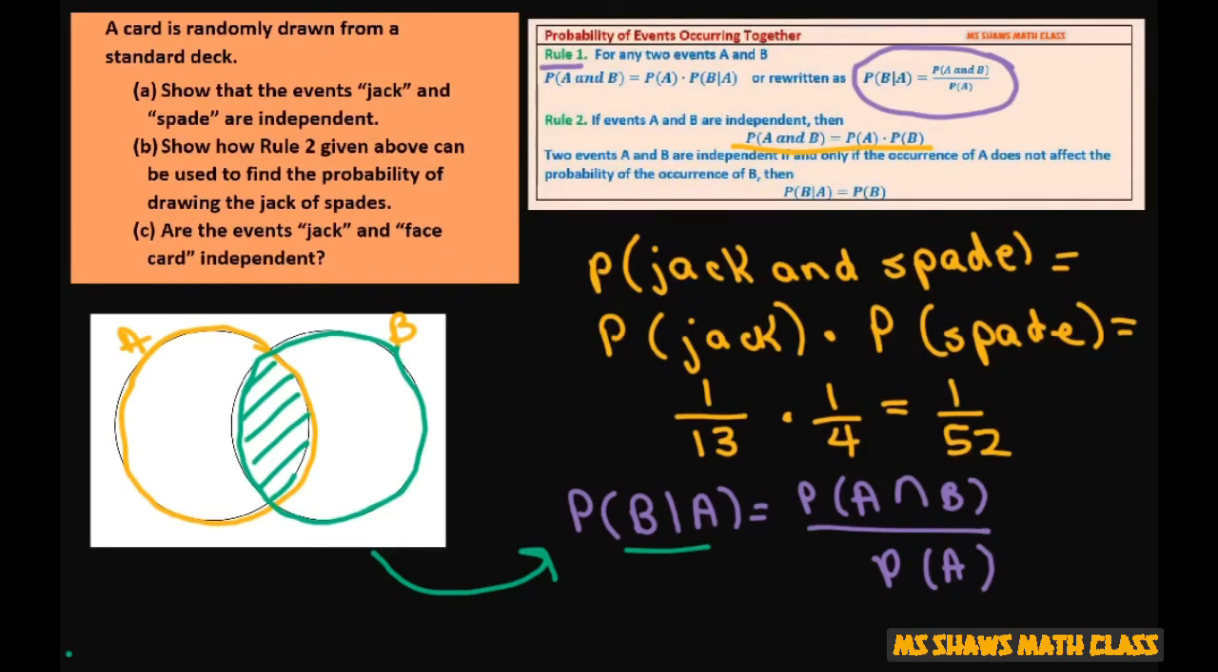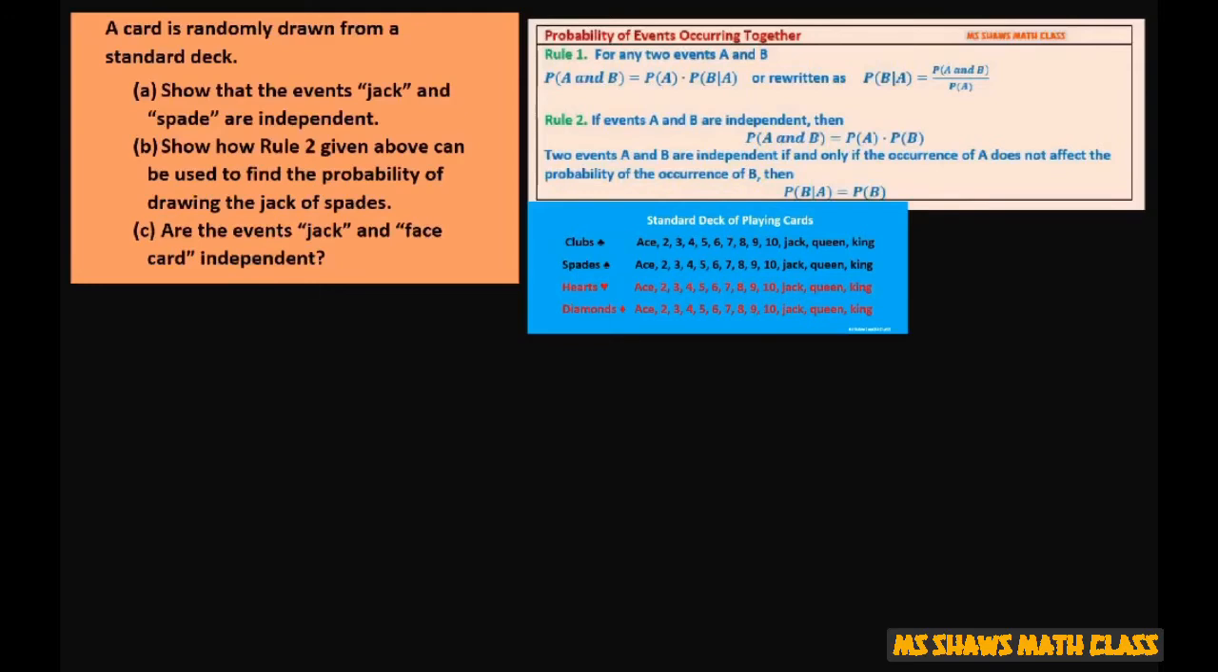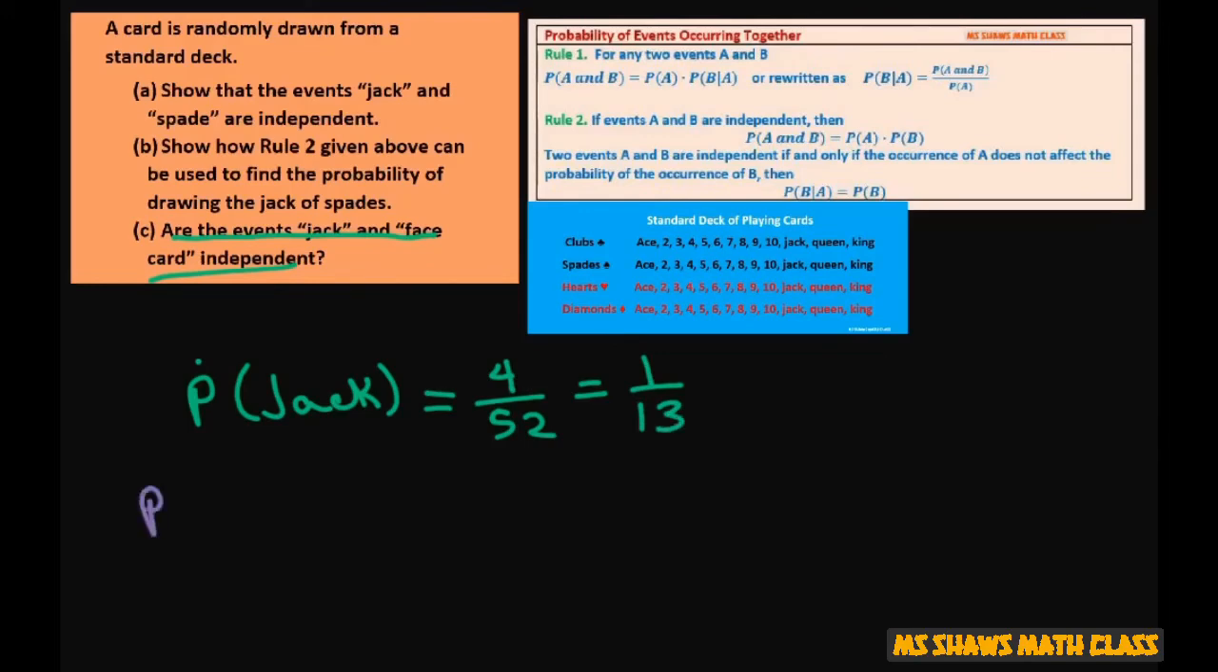Now let's answer the final question. Are the events Jack and face card independent? Basically, we're going to do the probability of Jack. That's going to be 4 out of 52, which equals 1 divided by 13. Now let's do the probability of Jack given that we drew a face card.